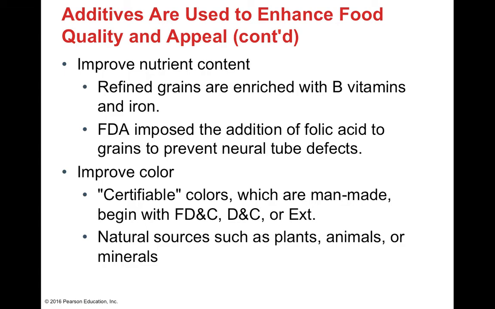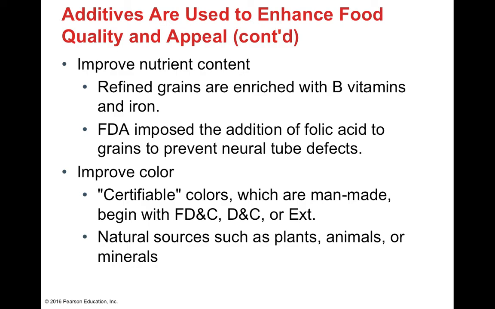We also will add things to foods that will help improve the nutrient content. Refined grains, for example, can be enriched with things like B vitamins and iron. So anytime you see fortified, that's going to indicate that we've added some sort of nutrients to your food. Additionally, we've added folic acid to grains, and that was imposed by the FDA to help prevent spina bifida, or particular types of neural tube defects that can occur in fetuses of pregnant women who are not meeting their folic acid needs.